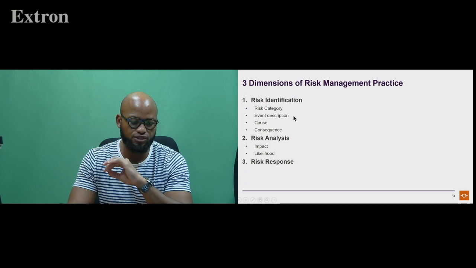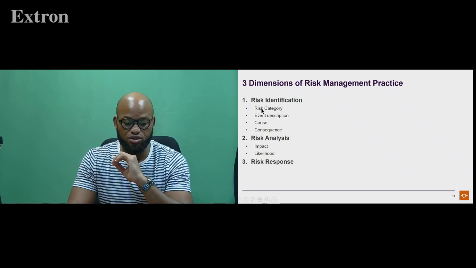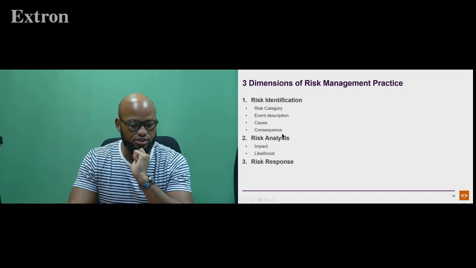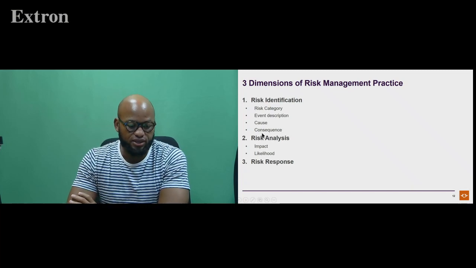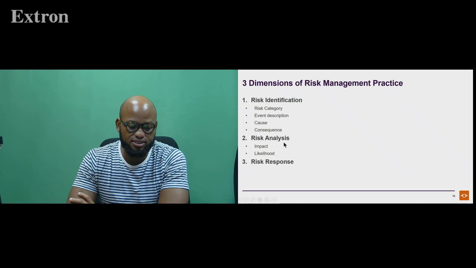But all you need to know for now is that when we're speaking about risk identification, we're speaking about categorizing risks, putting them in specific categories. We're speaking about describing a specific risk event, describing what caused the risk event, as well as describing the consequences of that specific risk.